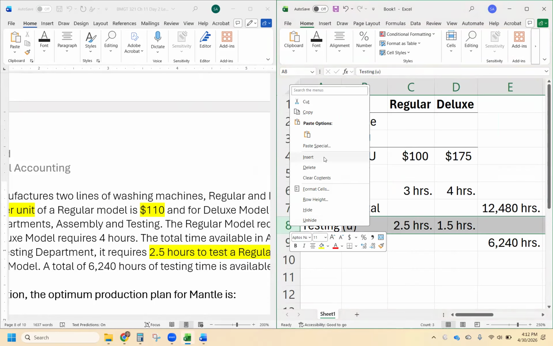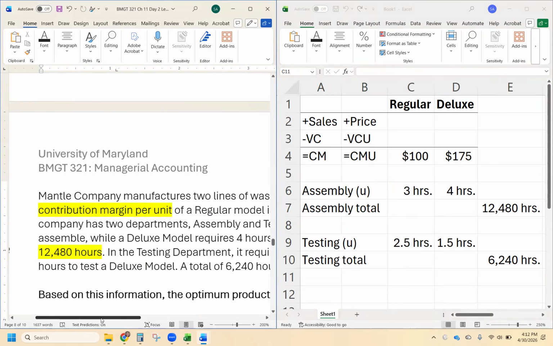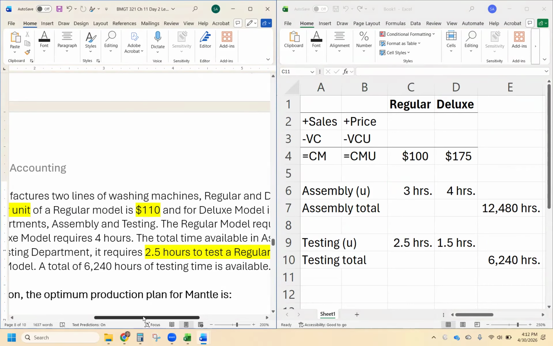All right. I can already tell what it's going to ask me. If I read it, it says, based on this information, the optimum production plan. Production plan? What the heck is a production plan? I don't care what it is. I'm going to tell it how many of each one of these to make.